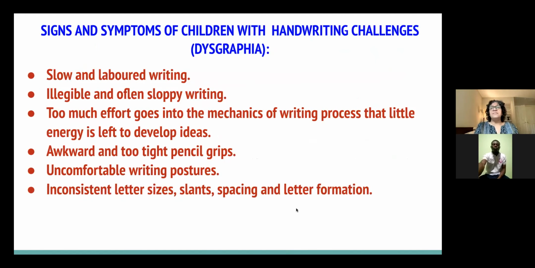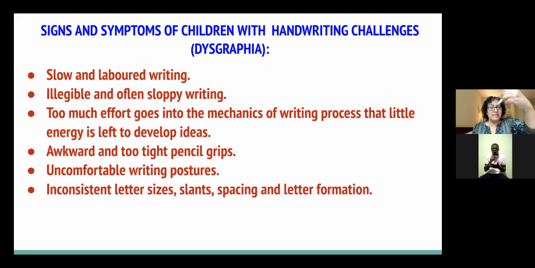Signs and symptoms of children with handwriting challenges, which is called dysgraphia: slow and labored writing. At times, it will be illegible and often sloppy writing. They might start writing on the top part, and if they are not given the writing lines, their writing may go down, or they may write too big, or too small. It's not legible. They might be putting too much pressure on their pencil or pen, or too little pressure.